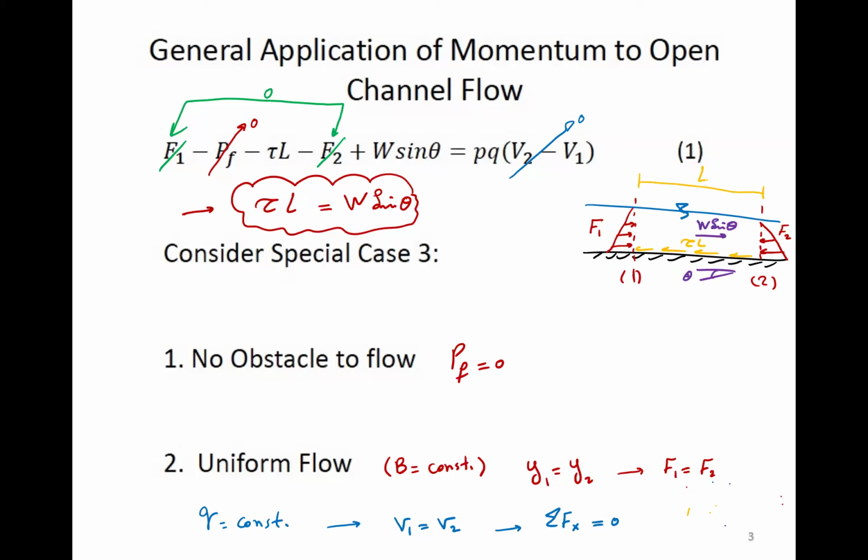Okay, so in this case, case 3, with these assumptions, we are left with basically two terms only. Everything else is 0, cancels out. And it gives us friction force is equal to weight along the channel. Now, what does it mean, and what is it telling us? It's really saying that the driving force, which is weight, gravity, is equal to the resisting force, which is friction, tau times L. That's what it says in terms of physics, right? It says that these two should be balanced. So we're going to look at this in a little bit more detail. But before we get there, let's summarize.